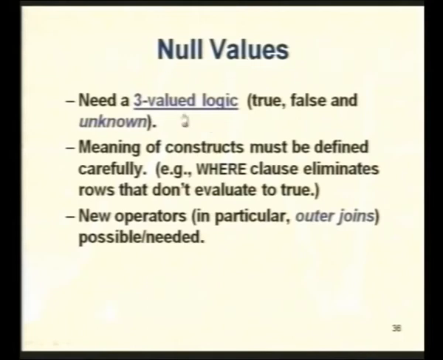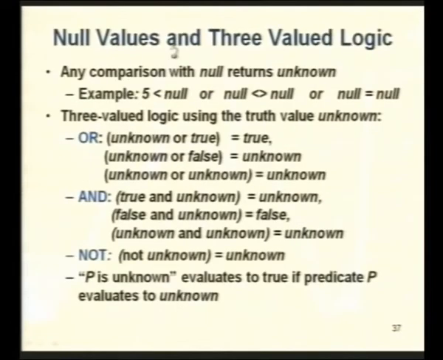Normally when we talk about null, we have what is called a three-valued logic, that is true, false and unknown. The meaning of constructs must be defined carefully. The where clause eliminates rows that do not evaluate to true. New operators, in particular outer joins, are needed. For example, this is the three-valued logic. Any comparison with null returns unknown. So, 5 is less than null returns unknown, and so on.